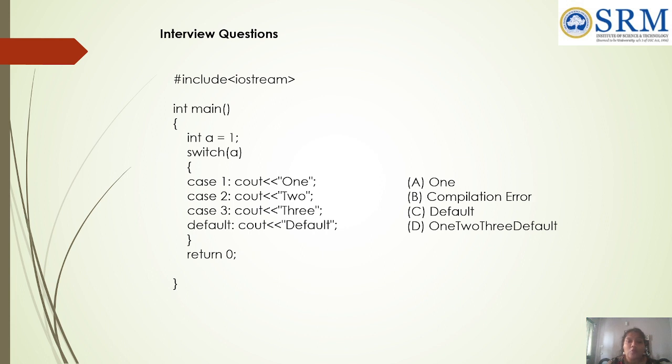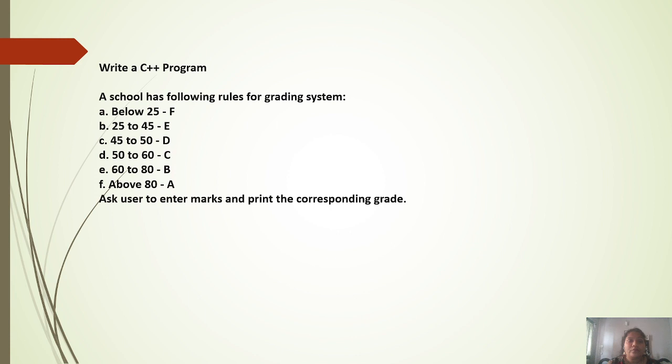Why? Because there is no break statement. By seeing it, what we will usually think is A is 1, so case 1, only 1 will be printed, and everyone will mark it as A, but it is not the correct answer. The correct answer is D, 1, 2, 3, default. Why? Because there is no break statement.